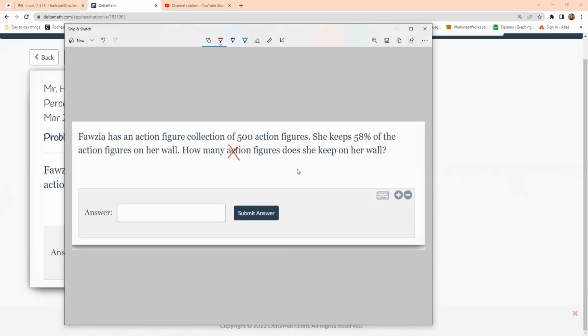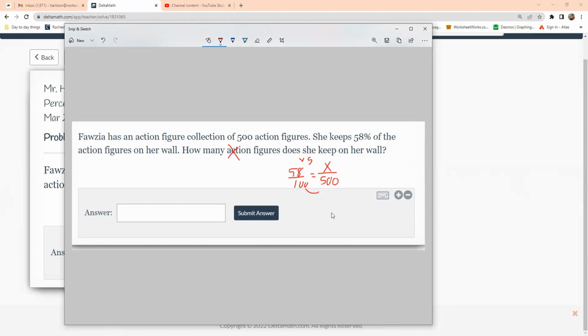So we have 58%, so that's going to be 58 over 100 equals, and the of is 58% of the action figures, the total action figures. So that's 500. So she had 500, and then the is what she keeps on the wall. And that's what we're trying to find out. Now that we've got this, we can see that 100 times 5 gives us 500. So 58 times 5 is going to be the number that she keeps. So what's 58 times 5?